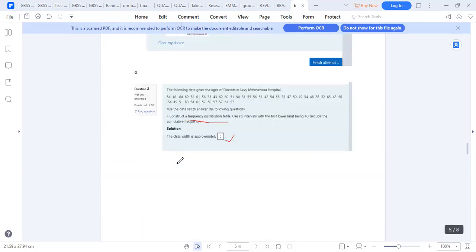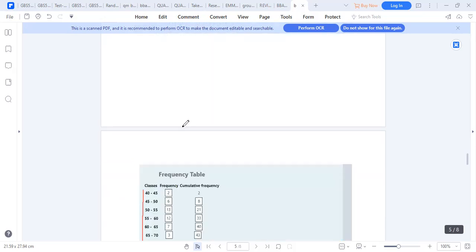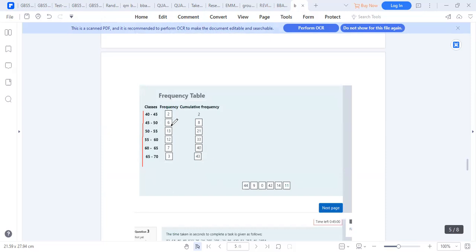The frequency you look here, how many are there between 40 and 44? There are 2. 45 and 49, you go on and on. Then the cumulative frequency, you put this number there, 2 plus 6, 8, 8 plus 13, 21, 21 plus 12, 33, 33 plus 7, 40, 40 plus 2, 43. So this is what I was just explaining. As easy as that.